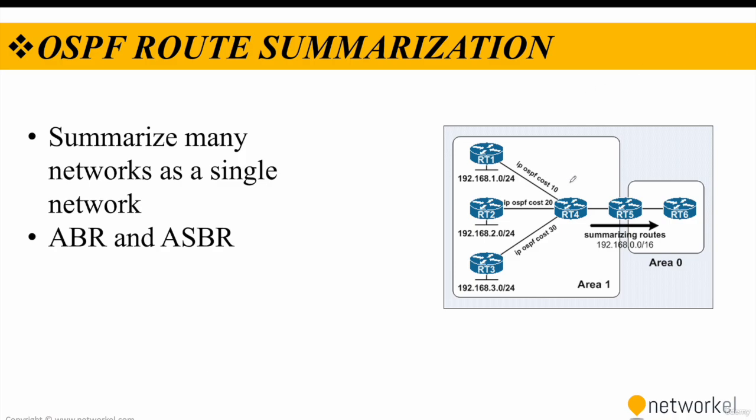So if you have a look into the screen, you are seeing an ABR is sending some of the summary routes to area 0 from area 1. I have different routers connected to 192.168.10, 20, and 30 segments, and I am summarizing those routes as 192.168.0.0/16 to area 0 by the help of my ABR router in this example.